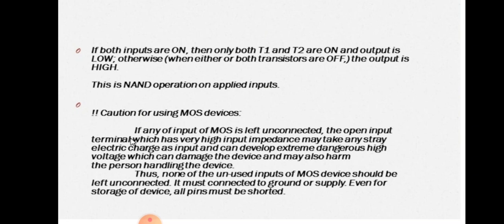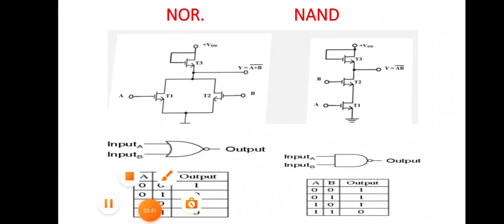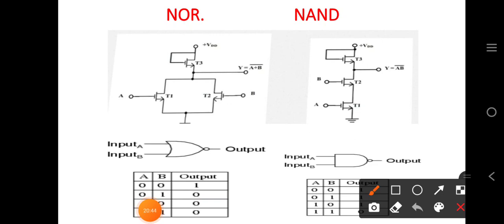If both inputs are on, then only T1 and T2 are on and output is low. Otherwise, when either or both transistors are off, the output is high. This is the NAND operation on applied inputs. Now what it is saying, we will see one by one condition.